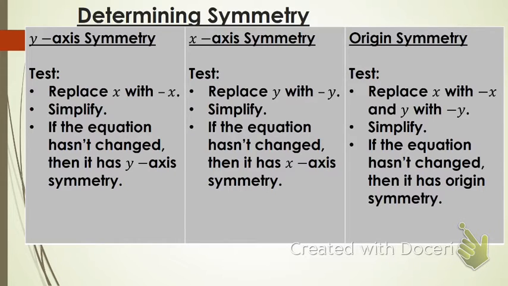So if I fold it in half on the y-axis, I take everything that was on the positive x side and I lay it on top of everything that's on the negative x side. So the positive x's and the negative x's would have the exact same output. Same thing is true when we're talking about x-axis symmetry.